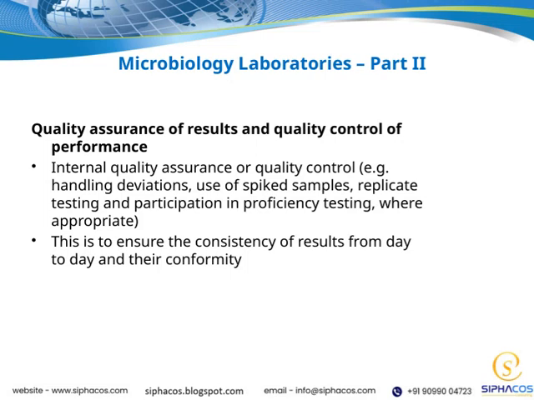Now, let's talk about the importance of quality assurance of results and quality control of performance. Essentially, this means implementing internal procedures to make sure our results are reliable and consistent. For example, we handle deviations carefully, use spiked samples to check accuracy, and perform replicate testing to verify reproducibility. Participating in proficiency testing is also key when appropriate, as it allows us to compare our performance against external standards.